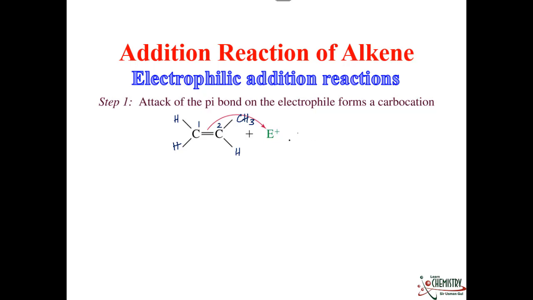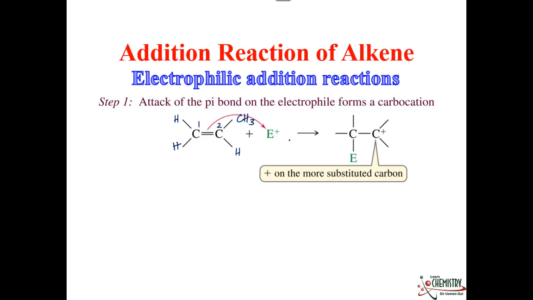So what will happen when it attacks the positive part of the reagent? It will make a carbon cation. So the positive part of the reagent, that is the electrophile, will attach to carbon number 1, but the positive charge, or you can say the carbon cation, will be formed on carbon number 2. So what is the reason for that? This is also a very logical thing to understand.